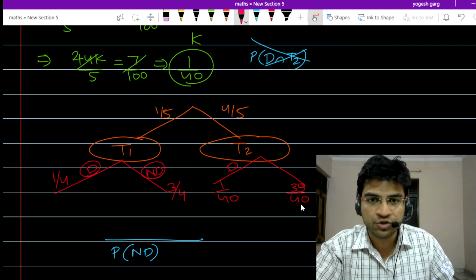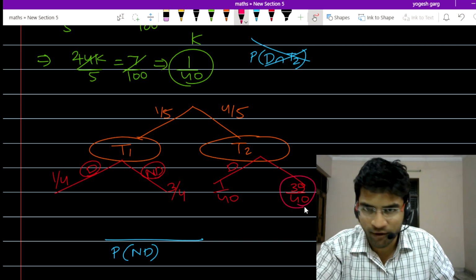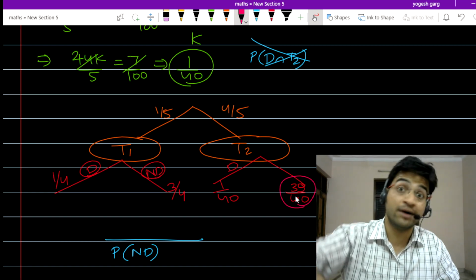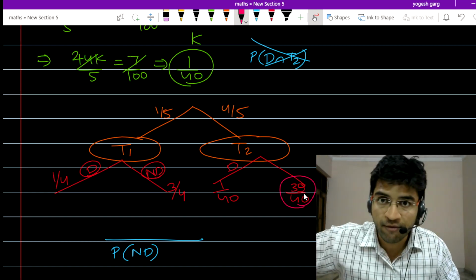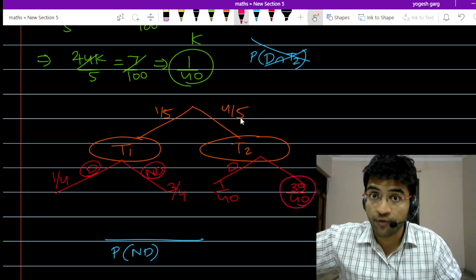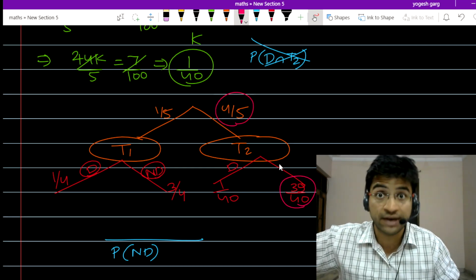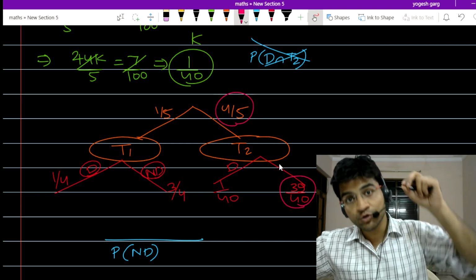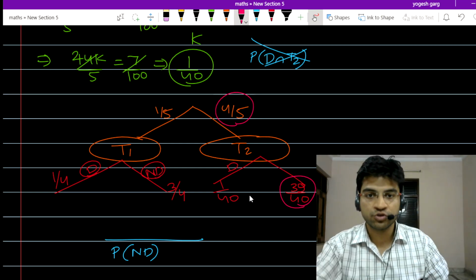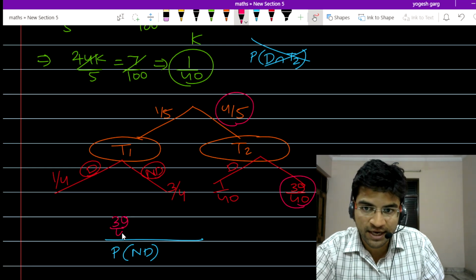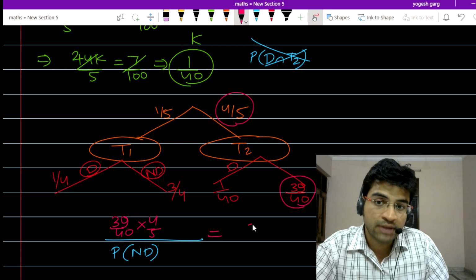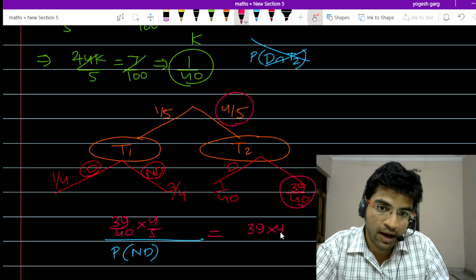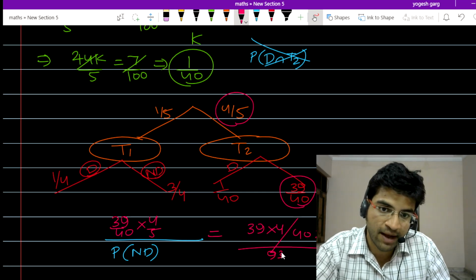So better we should multiply this. This is 39 by 40, probability of not defective given that it is produced from T2. Probability that a computer is produced from T2 is 4 by 5. Multiply these two to get the probability of a computer which is produced from T2 and not defective. So in numerator we will have 39 by 40 into 4 by 5, and in denominator it will be 93 by 100. So this is 39 into 4 upon 40 into 5, and denominator we have 93 by 100.